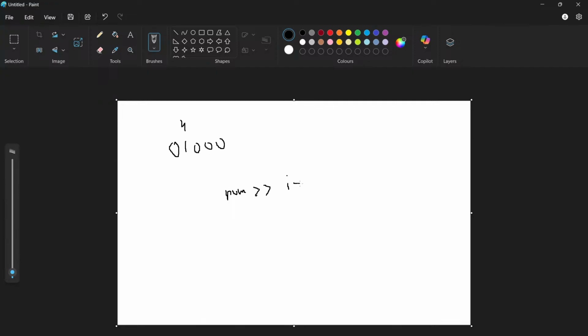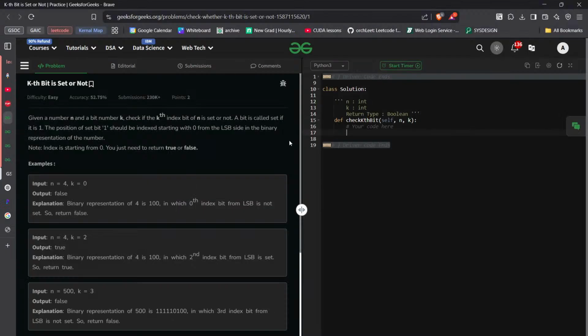K minus 1 place, 3 places, and AND it with 1. If it is 1, then yes. So return num right shifted by k minus 1, AND 1.